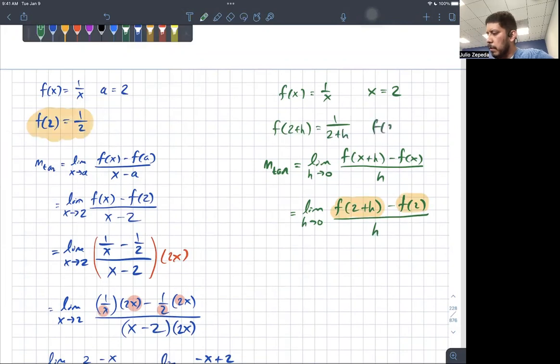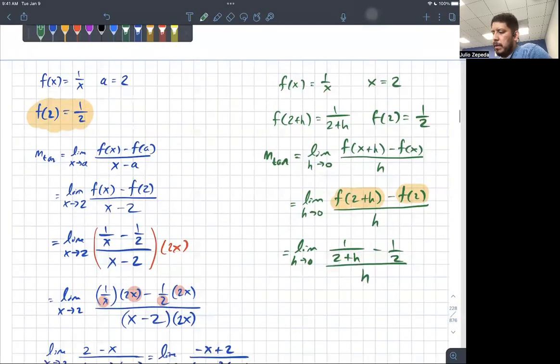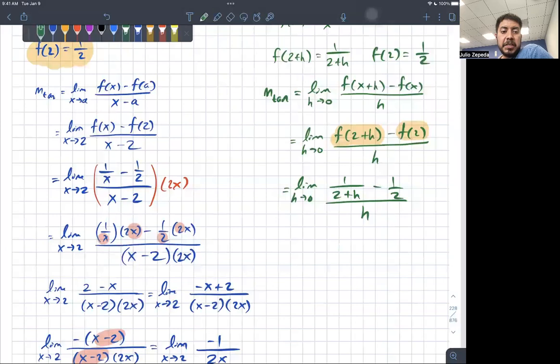F of 2 we found earlier, but I'll write it again, 1 over 2. So we just plug everything in. The limit as h approaches 0 of 1 over 2 plus h minus 1 over 2 divided by h. And then how do we simplify this? Well, we're going to simplify it in a very similar way as we did the first method.